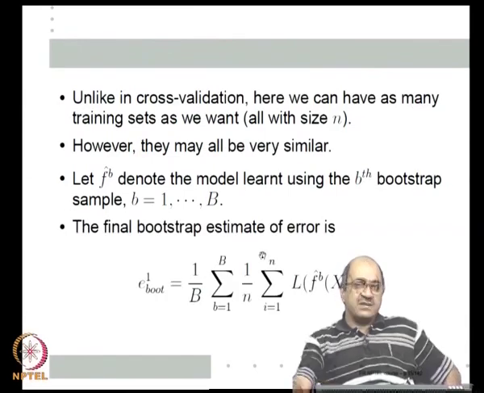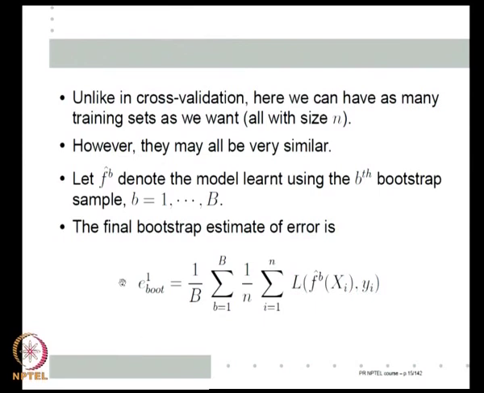Then my error estimate is very simple. I will call it E1 boot, the 1 because we will have another error estimate later on. So, this is a bootstrap error. If I take the inner term, 1 by n summation i equal to 1 to n of L of f hat b of x i, y i, this is the average error on the original data set of the bth model that is learnt. Now, I take the average over all the B models, the average error of all the B models, that is my final error estimate. Okay. Seems quite reasonable, except that there is only one problem.